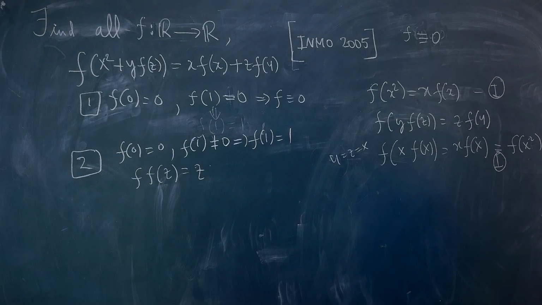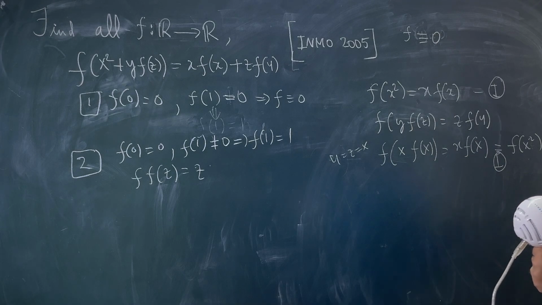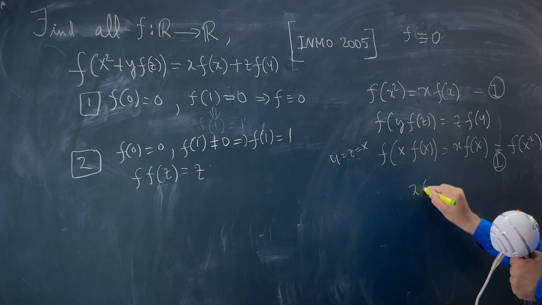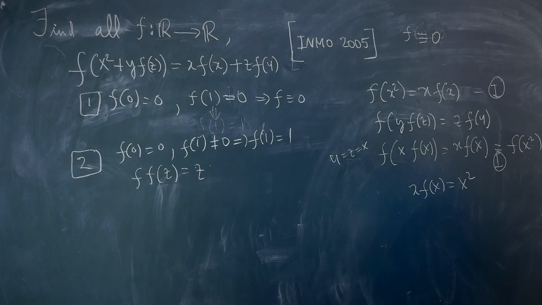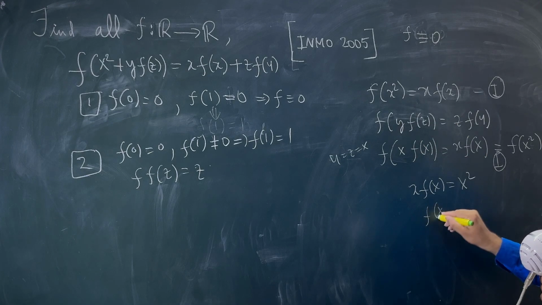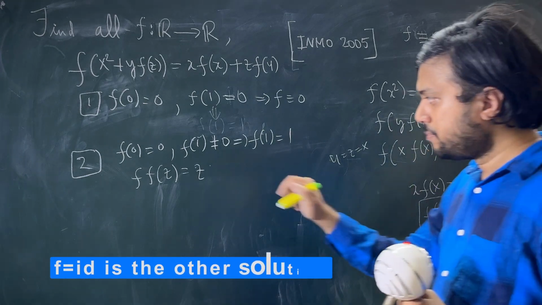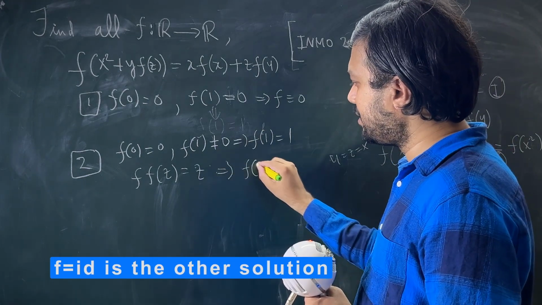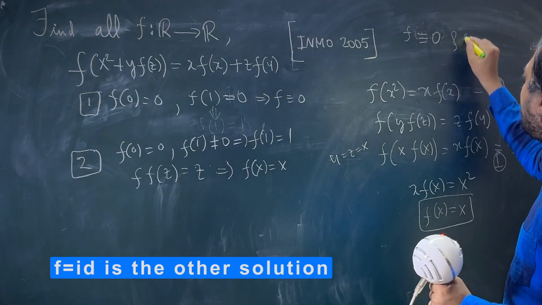Now notice f of x f of x is f of x square, but f is an injective function. It's invertible, so you can apply f inverse on both sides. So x f of x is equal to x square, for all x. Now if x is 0, then f of 0 is 0, so no problem. But if x is not 0, then you can cancel x on both sides and get x. So therefore, this will force f of x to equal x. So the only two solutions are f is 0 and f is the identity.